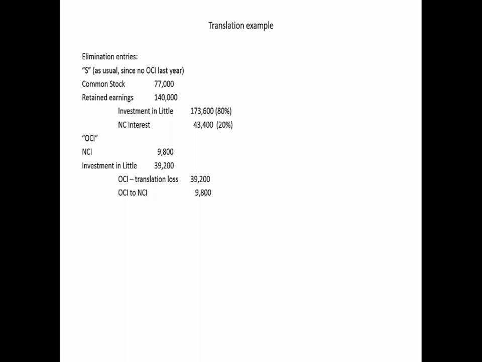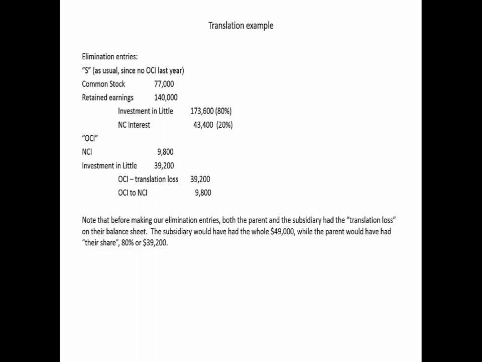So just to save some space, let's go ahead and put this back the way the textbook presents it and the way I first presented it in these slides. And note that before making our elimination entries, again, I mentioned this a few minutes ago, both the parent and the subsidiary had the translation loss on their balance sheet. The subsidiary had the whole $49,000, while the parent would have had their share, 80%, or $39,200.